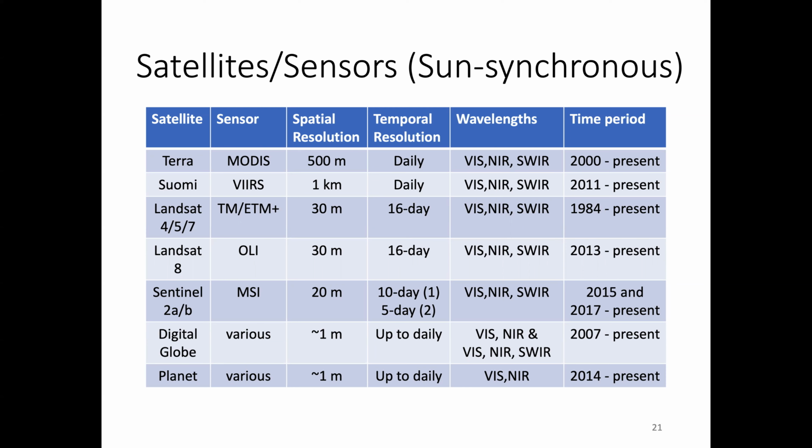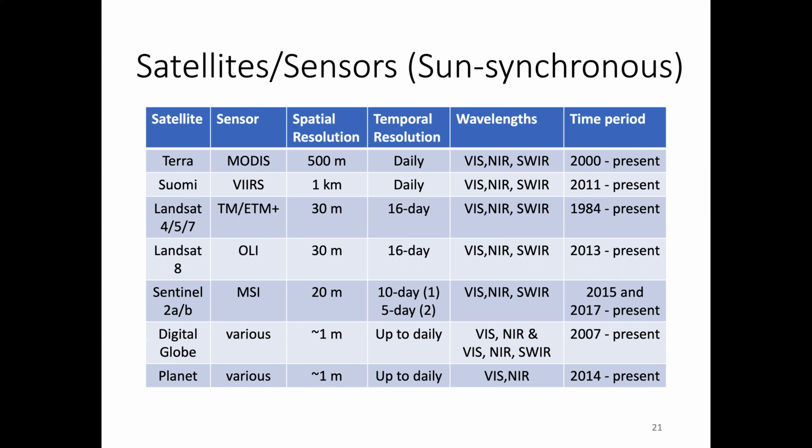Landsat satellites have a higher spatial resolution, but a lower temporal frequency. So they're at 30 meters spatial resolution, but only pass over the same spot on the Earth every 16 days. Landsat 8 has an advantage over the older Landsat 5 and 7 in that its dynamic range is greater, so it doesn't saturate over visible wavelengths, which is an advantage for retrieving snow albedo.